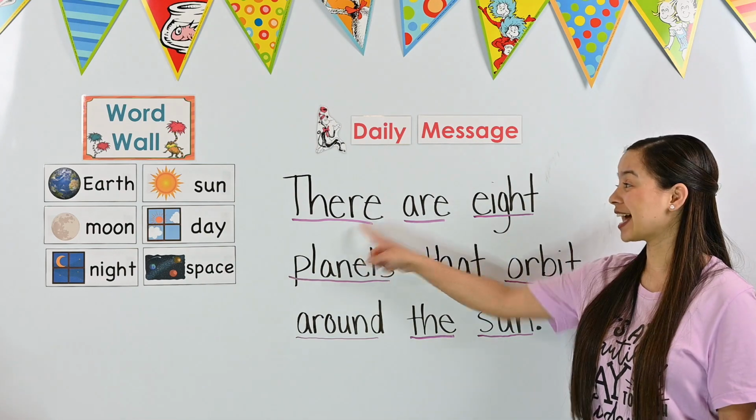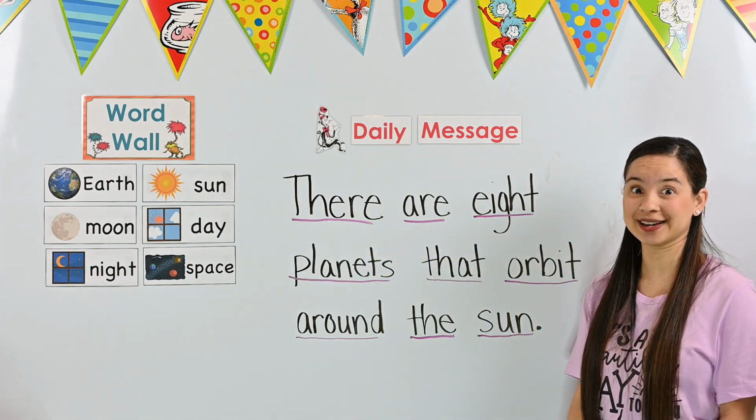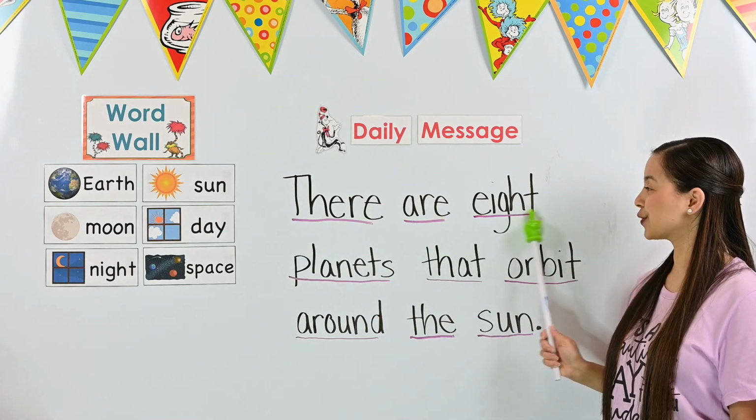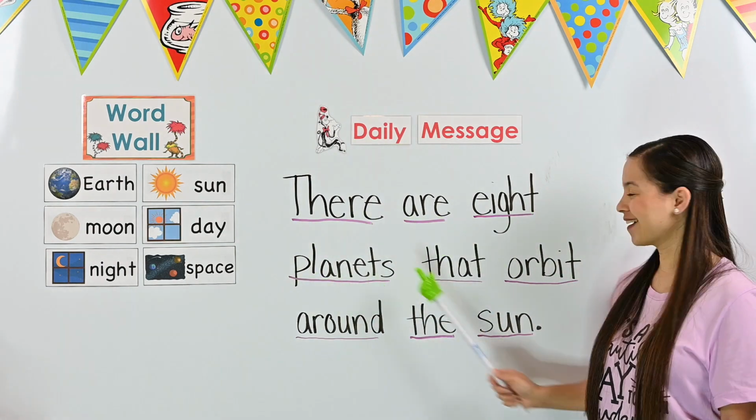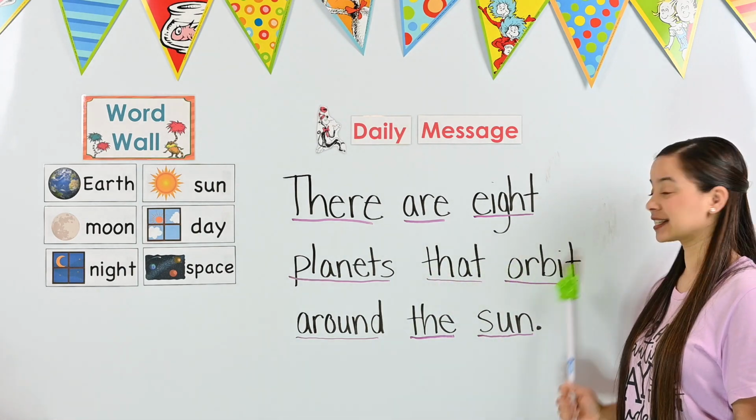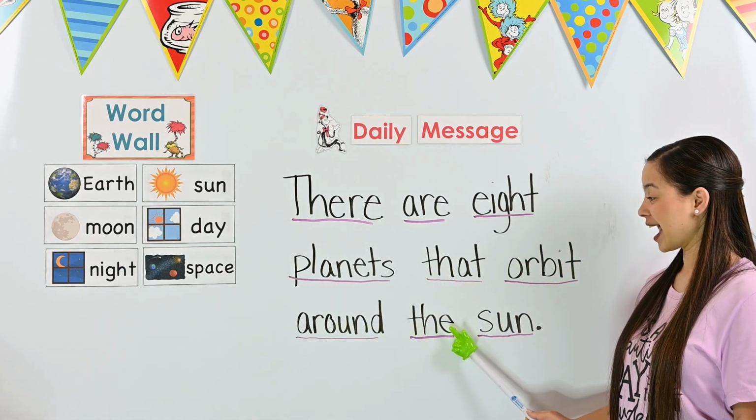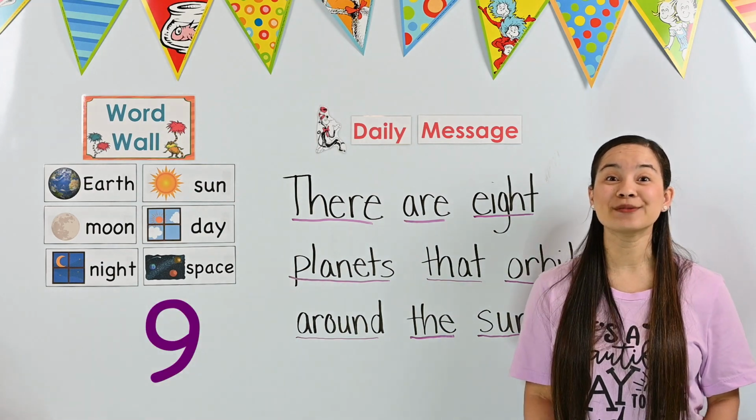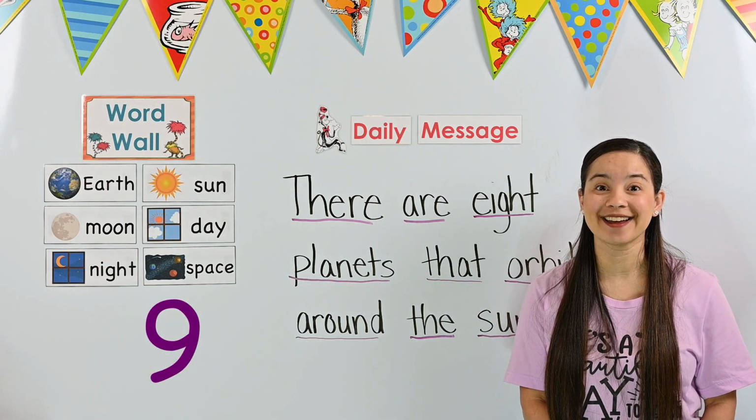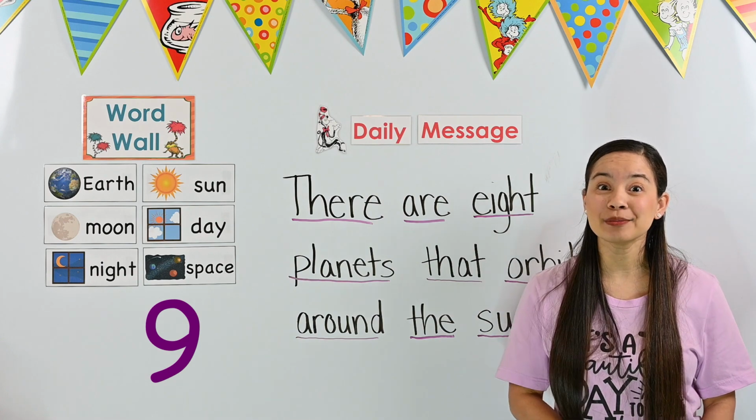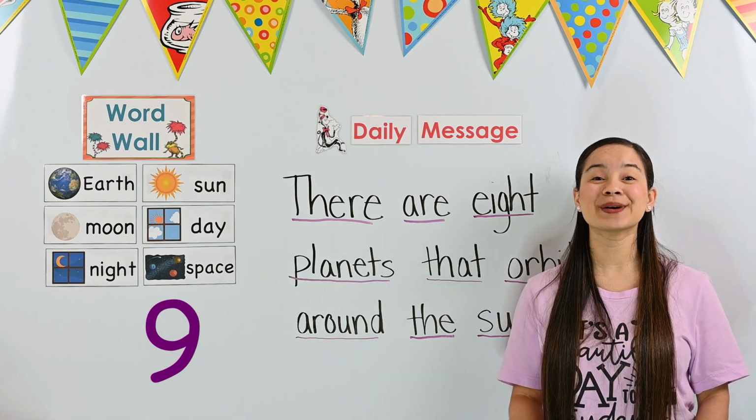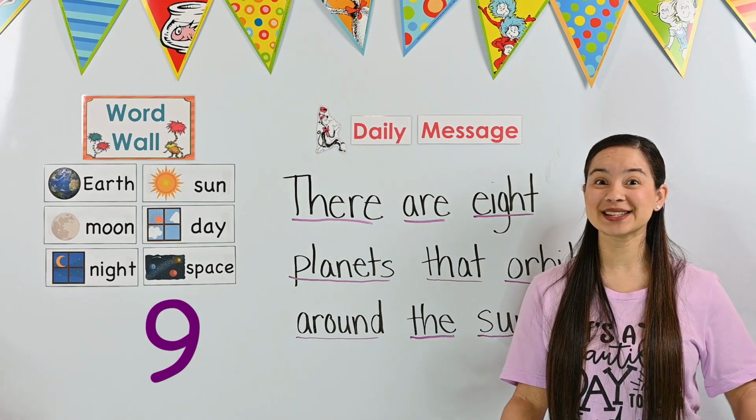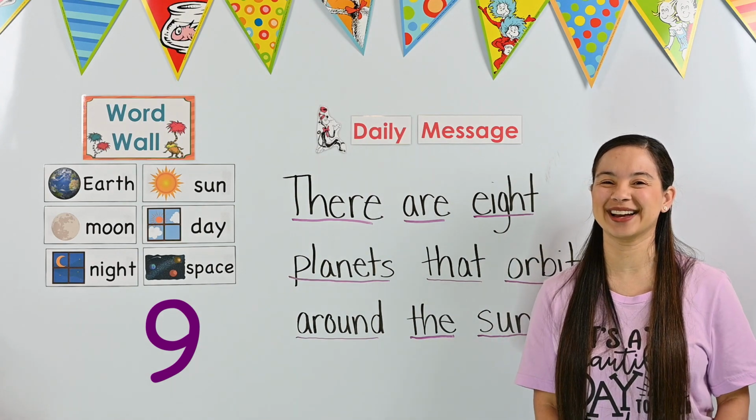Okay, let's see how many words we've underlined. Ready? 1, 2, 3, 4, 5, 6, 7, 8, 9. We have 9 words in our message today. Hey, that's the number we're learning this week, the number 9. That's cool. We have 9 words in our message and we're learning about the number 9.